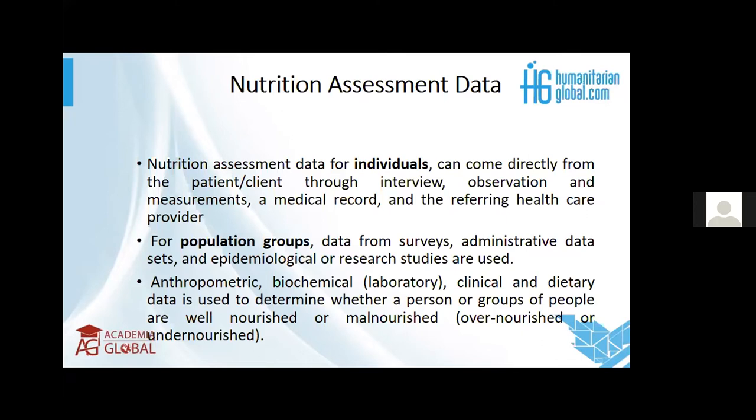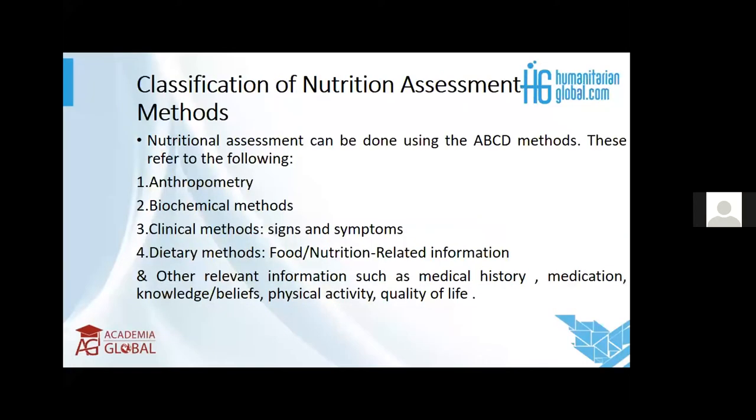And we will see that we use methods that we call the ABCD to remember. And these methods will include anthropometric measurements, biochemical laboratory methods, clinical methods, which will include the signs and symptoms and other medical history. And then we also have the dietary data, which is very important for us to determine the nutritional status of people.